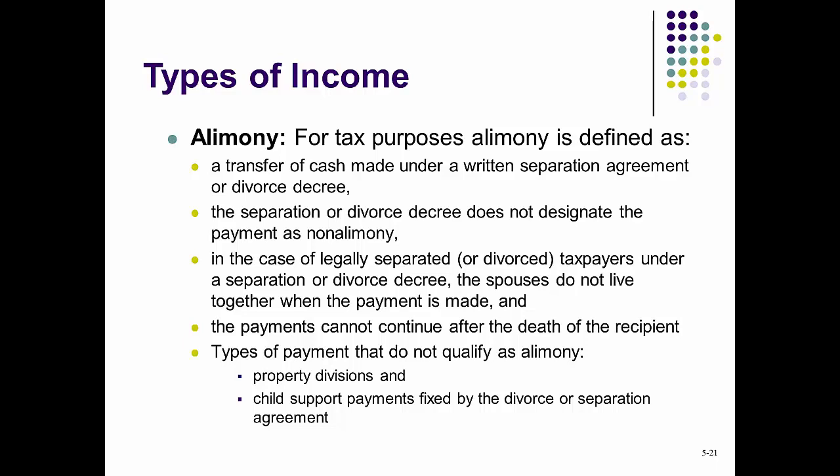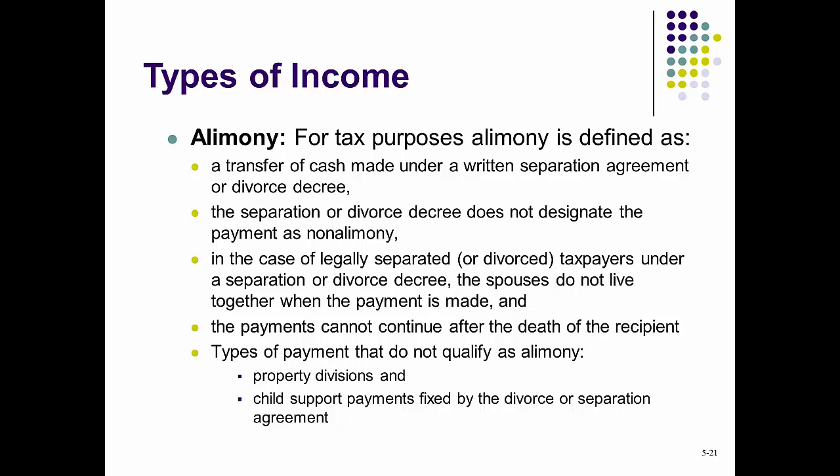Number 4, the payments cannot continue after the death of the recipient. So if the spouse who is supposed to be receiving the alimony dies, then there is no ongoing payment. You don't pay to the estate of that spouse.